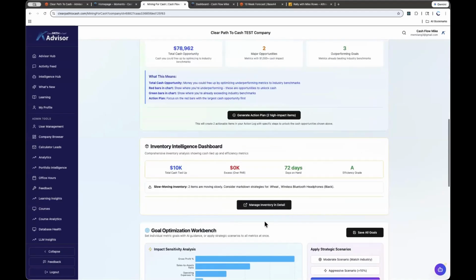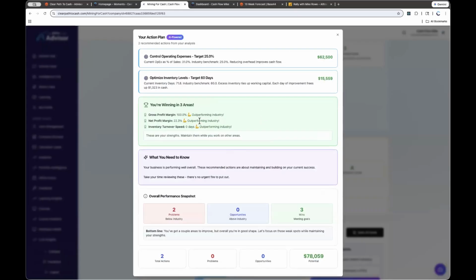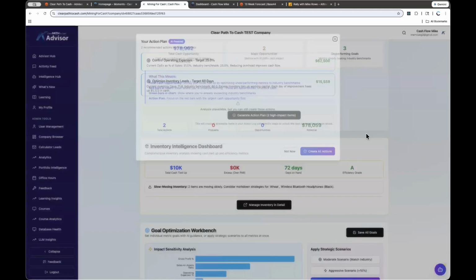So I scroll down, and I can either create an action plan. AI will create an action plan for me, which will put it on their to-do list, or I can go get more granular using another tool. So this is just going to say, hey, create these plans. Current inventory is this, we need to get it down. But maybe I need more information.